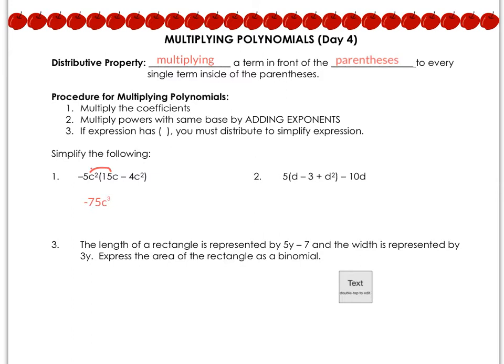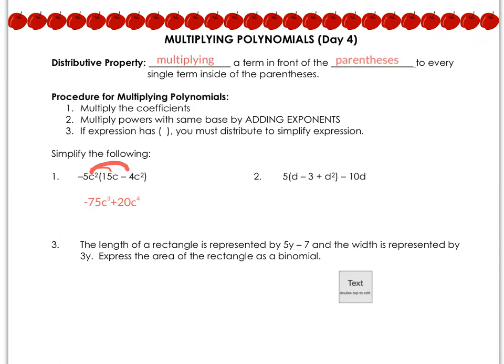Now we have to say, okay, well now this is also being distributed. This negative 5c squared is being multiplied by this second thing. So now I have to do that, times negative 4. So negative 5 times negative 4. Remember that the sign always goes with the second term. So negative 5 times negative 4 is 20. Now the important thing there is that we have to do the plus sign because these were connected with subtraction, not multiplication. So it's a positive 20. Then c squared times c squared, add the exponents, same base, so c to the fourth.